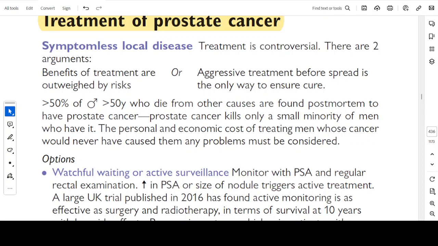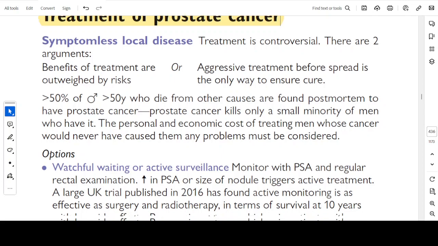More than 50% of males over 50 who die from other causes are found post-mortem to have prostate cancer. Prostate cancer kills only a small minority of men who have it. The personal and economic cost of treating men whose cancer would never have caused them any problems must be considered.